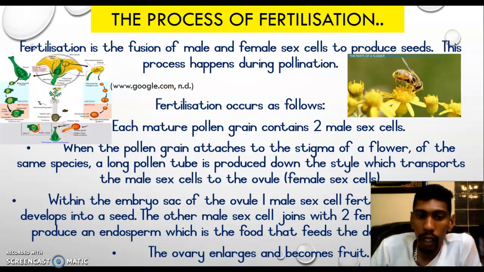When the pollen grain attaches to the stigma of a flower of the same species, a long pollen tube is produced down the style, which transports the male sex cell to the ovule of the female sex cell. Within the embryo sac of the ovule, one male sex cell fertilizes the egg and develops into a seed.